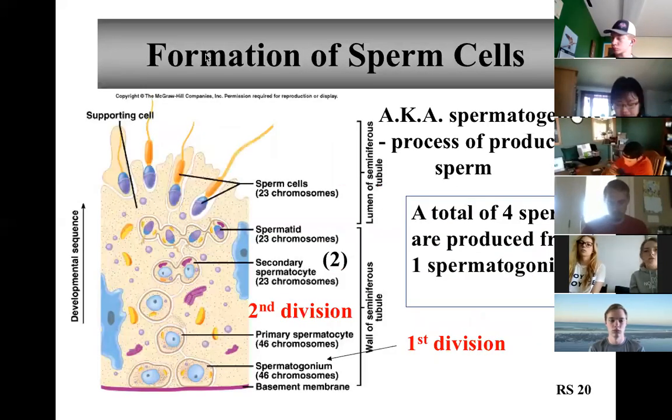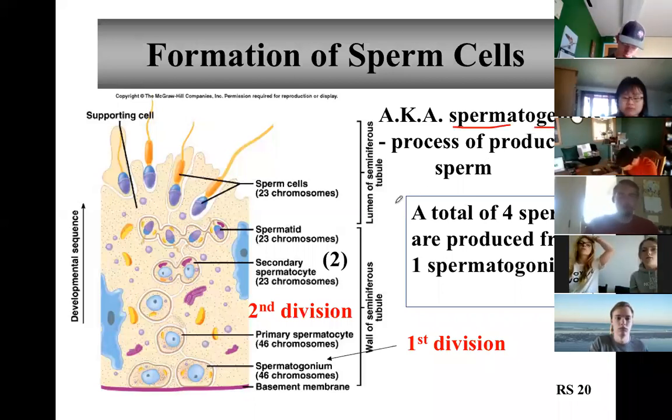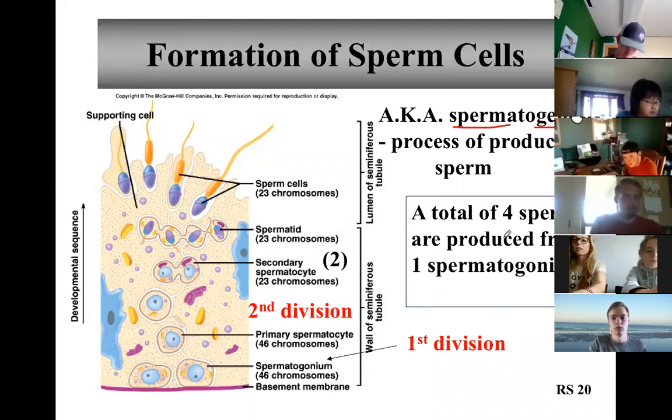All right, let's see. So spermatogenesis is the production of a sperm cell, right? Genesis is creation. So spermato is the creation of sperm. Pretty simple. And it's not that fancy. I shouldn't say that. I'm probably oversimplifying it. But basically, it's just meiosis.